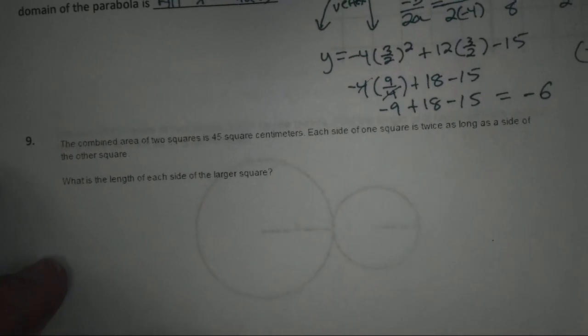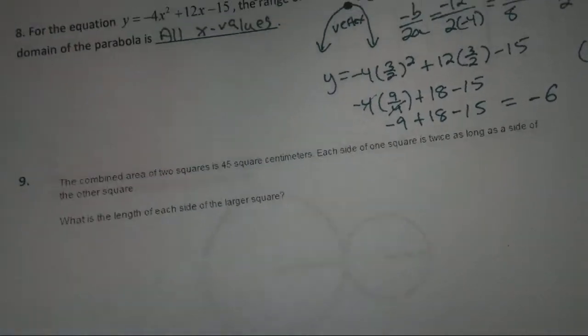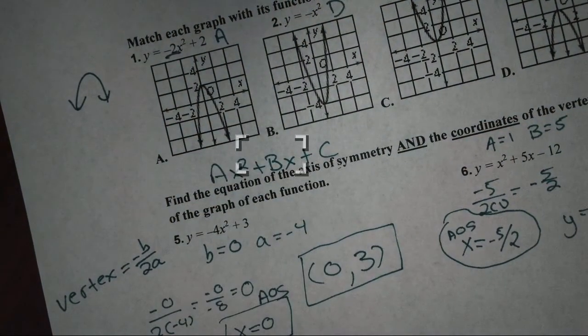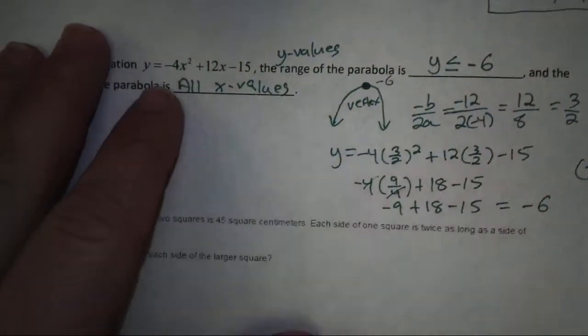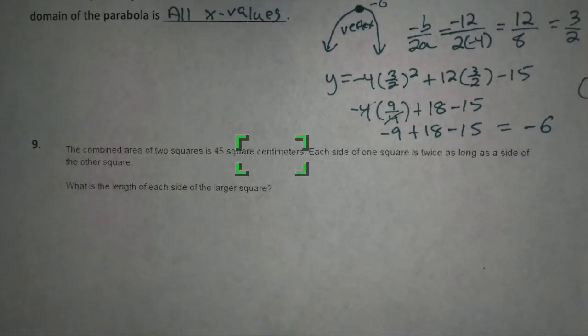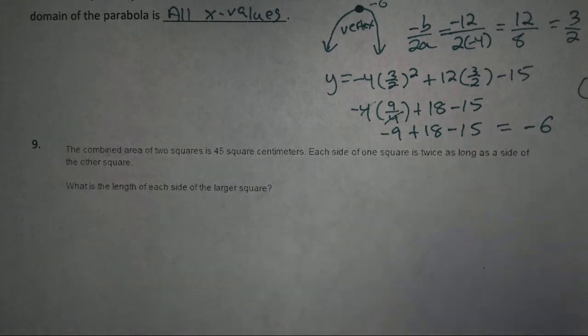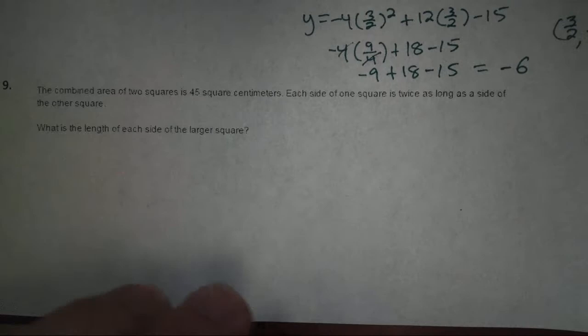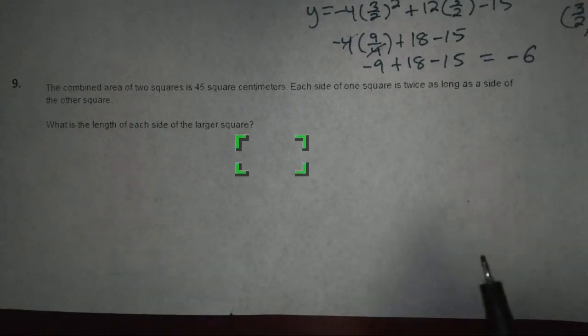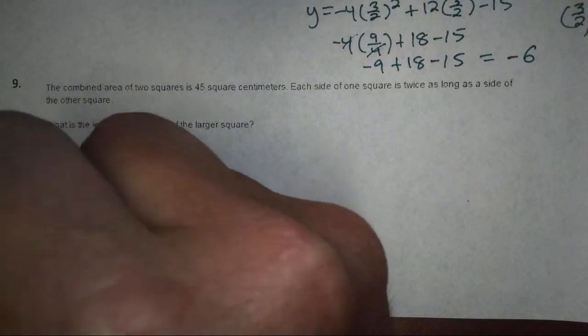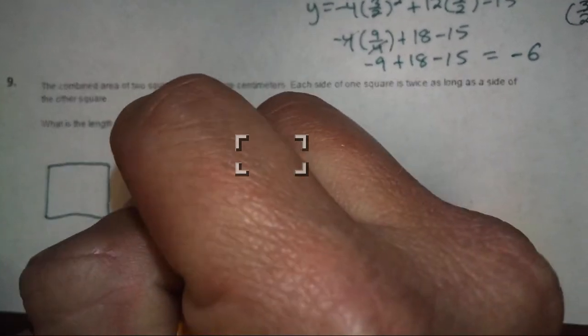Moving right along to number 9, it says, number 9 says the combined area of 2 squares is 45 square centimeters. Each side of one square is twice as long as the side. Okay, so we've got squares. I can't keep track of all those squares in my head, so I like to draw them out. So we've got one square, and we have another square, because it says we've got 2 squares.